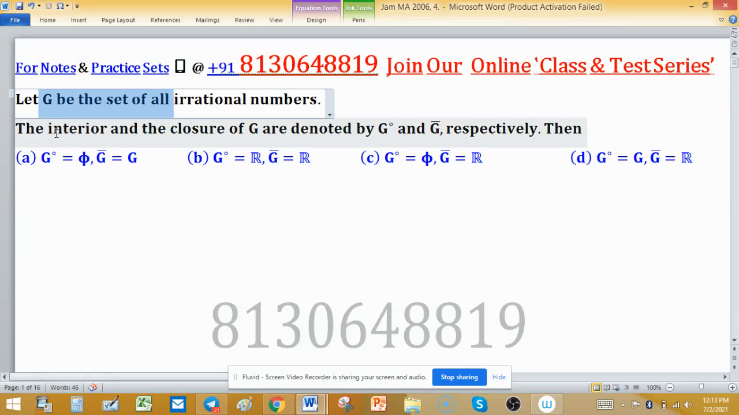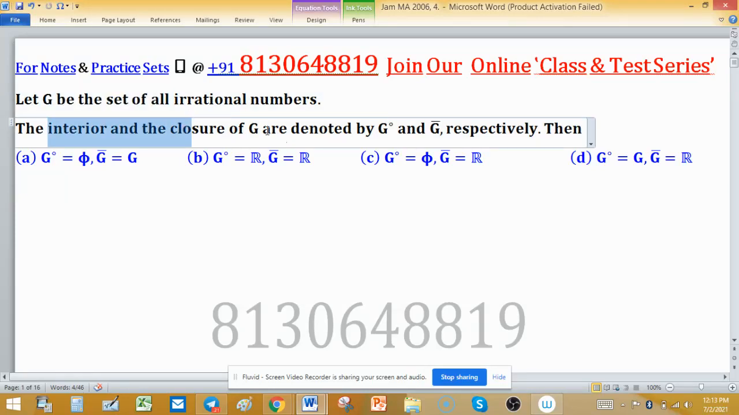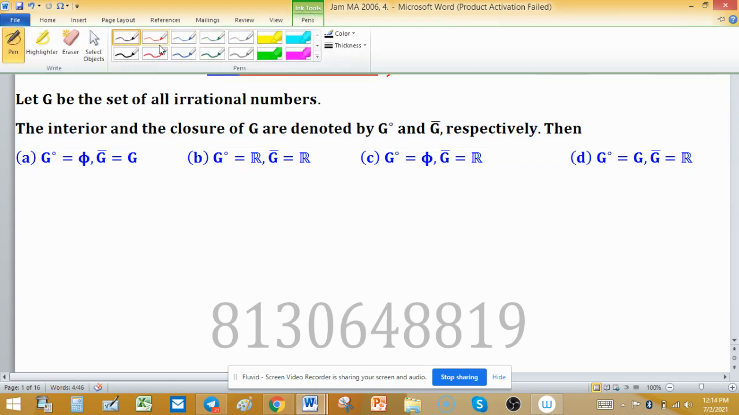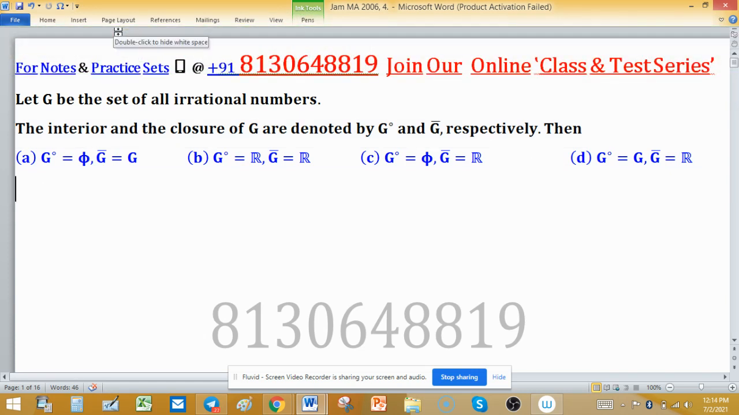Irrational numbers: the interior and the closure of G are denoted by G°, the interior, which is a small circle as an upper script, and Ḡ, which is for the closure of G, respectively. Then which option is true? It means we have to identify the closure and interior of G. G is the set of irrational numbers.